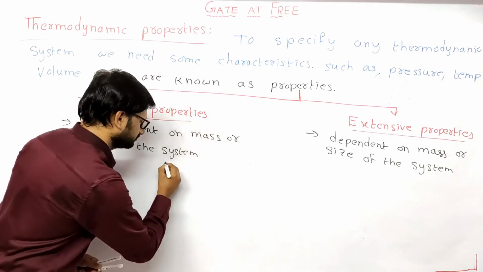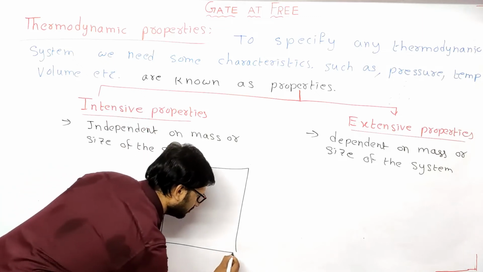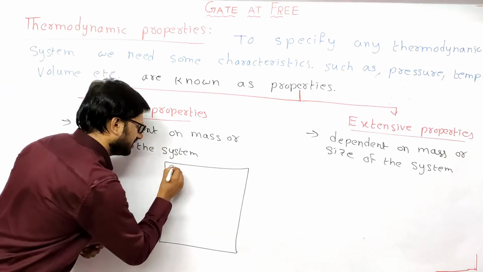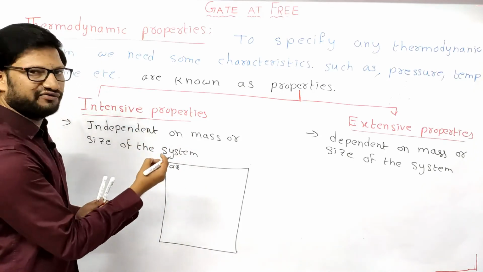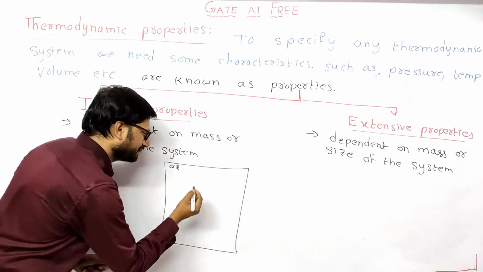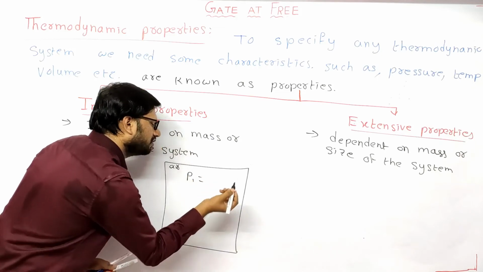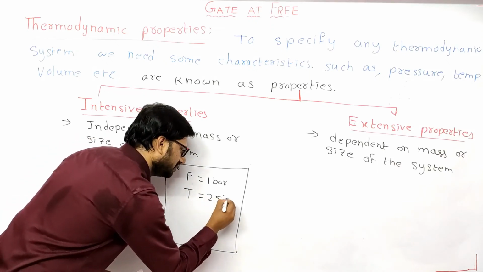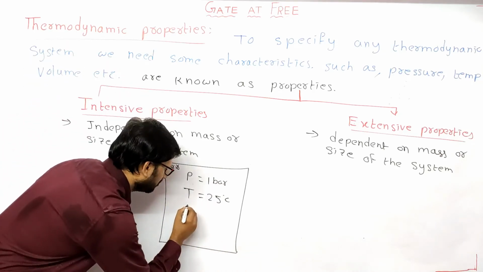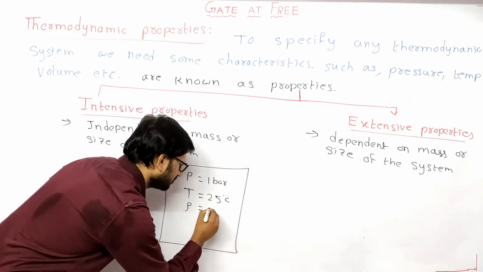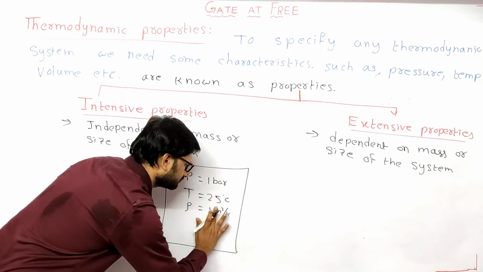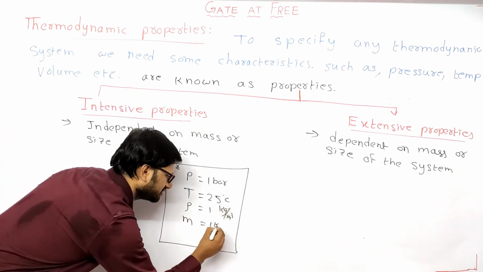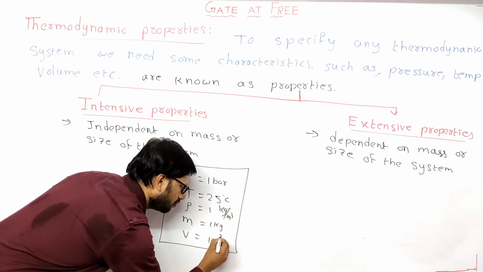Let us consider a room. Now, how to specify the condition of the room? With the help of properties. Now, in this room, we have some air. With the help of properties, we can specify the condition of the system, right? Pressure, atmospheric pressure, let us consider it as 1 bar. Temperature, now what is the room temperature? Approximately 25 degrees centigrade. Density, let us consider 1 kg per meter cube, and it has some mass, for example 1 kg, volume, for example 1 meter cube.